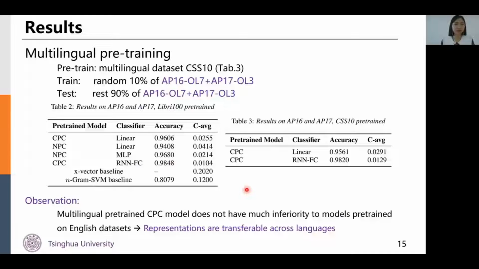Then we changed the English dataset to the multilingual dataset CSS10 for speech pre-training. The supervised training still uses AP16 and AP17. The results are presented in Table 3. The performance with the CPC model is not much inferior to models pre-trained on English datasets, so we can infer that representations are transferable across languages and the English dataset can provide enough information to the pre-trained model.